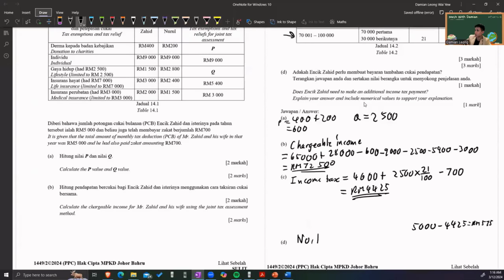Okay, that means he has an excess deduction of 575 ringgit, because the 5,000 deduction is more than the chargeable income tax of 4,425 ringgit. That is question 13.